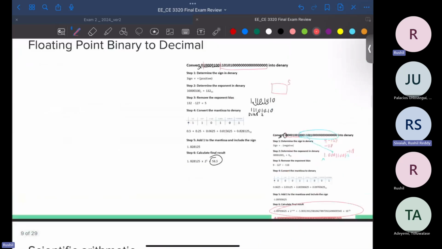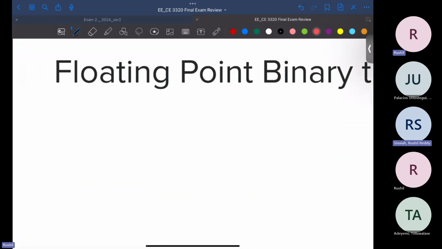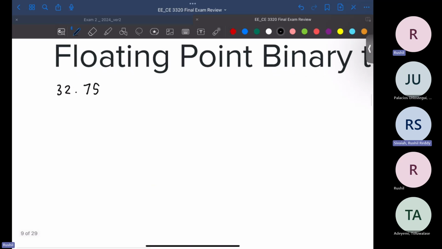32.75. Sure. The first step is to figure out whether this is positive or negative. It's positive. Now we have 8 bits. Since this is positive, we'll keep that. Now we need to convert 32 into binary.